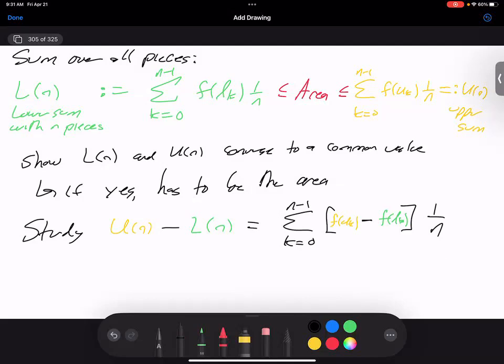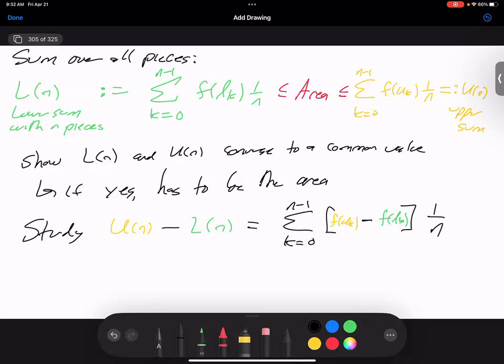Well, let's think about it. As n gets really, really large, what happens to 1 over n? It goes to 0. That's great. Unfortunately, how many summands do we have? How many terms do we have? Not n minus 1. We start at 0.